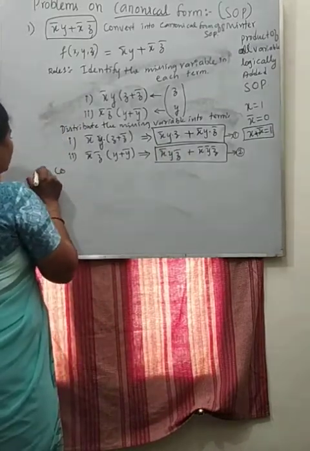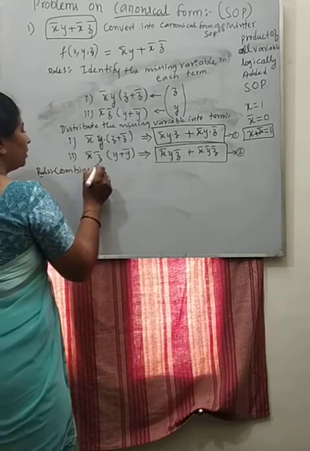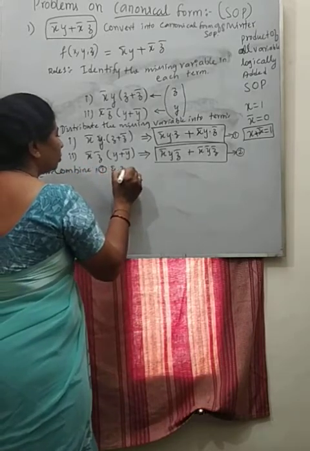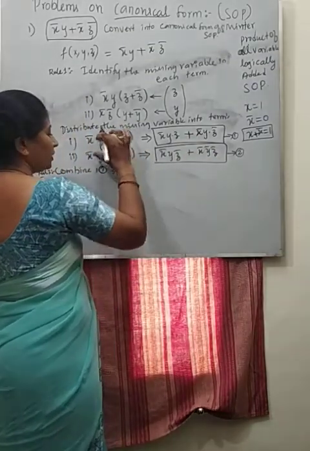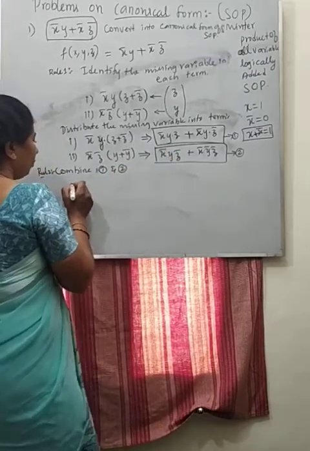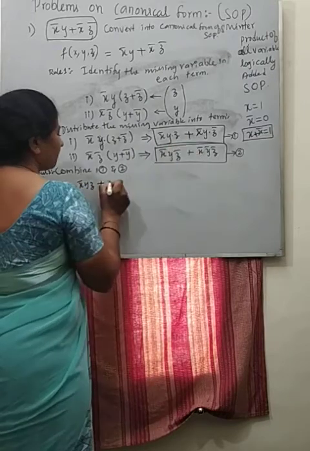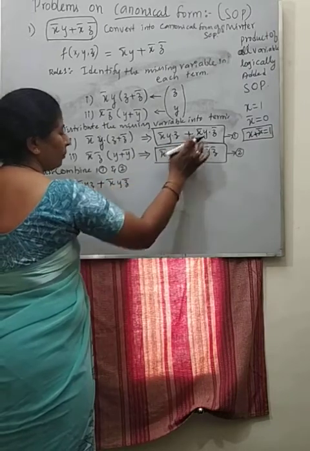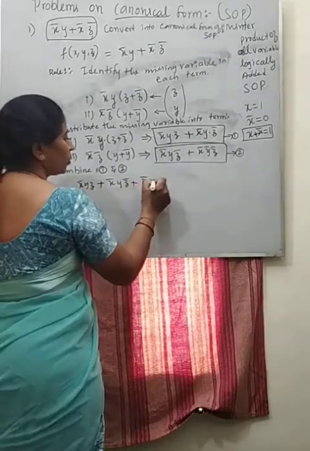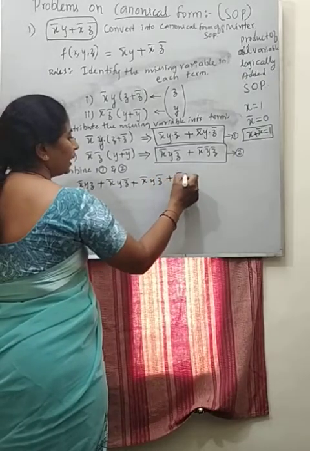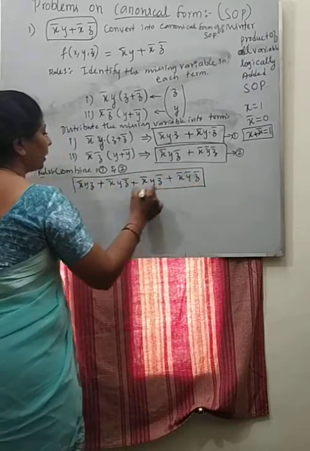Then combine. This is a rule too. Combine 1 and 2. If it is 3, combine 1, 2, 3. How many terms are there? All the terms combined. Now what you will get? X complement yz plus x complement yz complement. This is your first one. Plus the second one, x complement yz complement, x complement y complement z complement. We got this after combining.